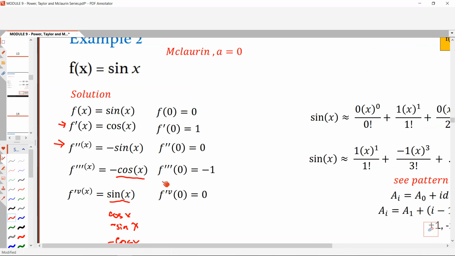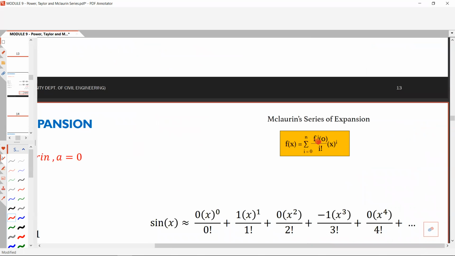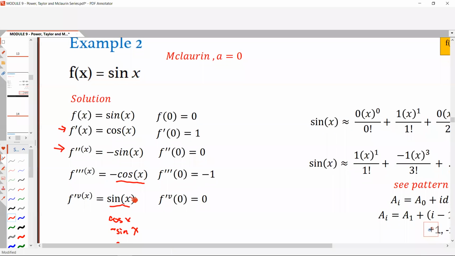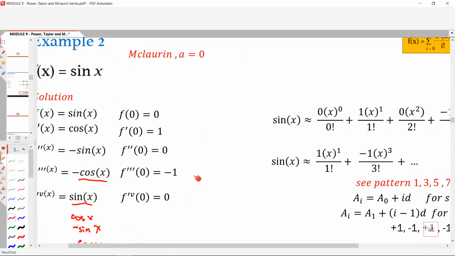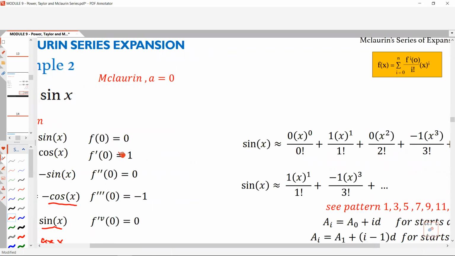Now, since this is a Maclaurin series, we substitute a equals 0. Therefore f of 0 is 0. Just substitute here: sine of 0 is 0, cosine of 0 is 1, negative sine of 0 is 0, negative cosine of 0 is negative 1, and sine of 0 is 0. These are our f prime of 0 and the ith derivative of 0.